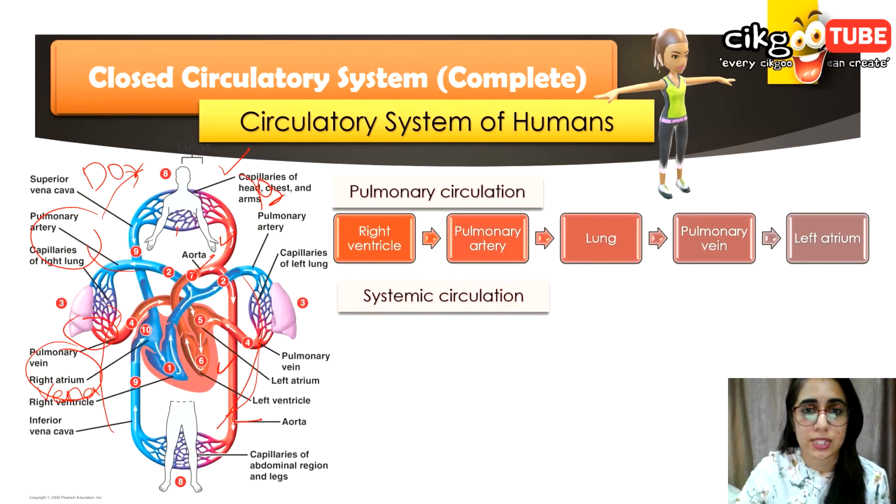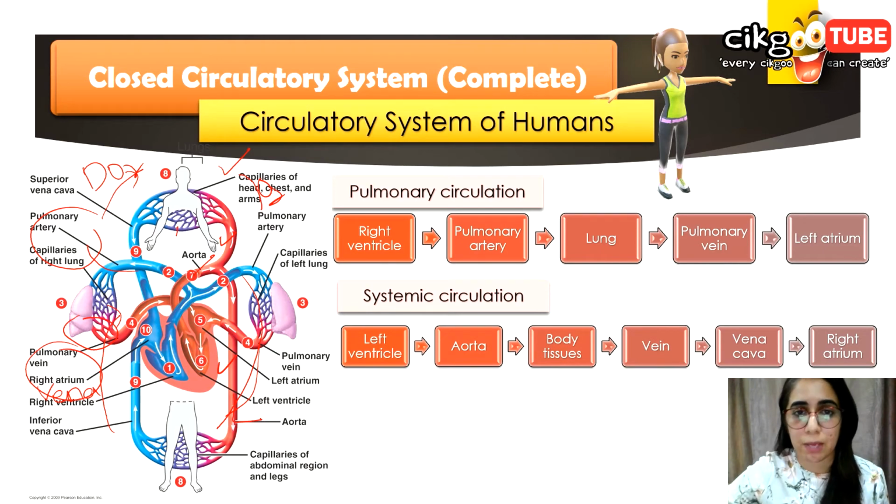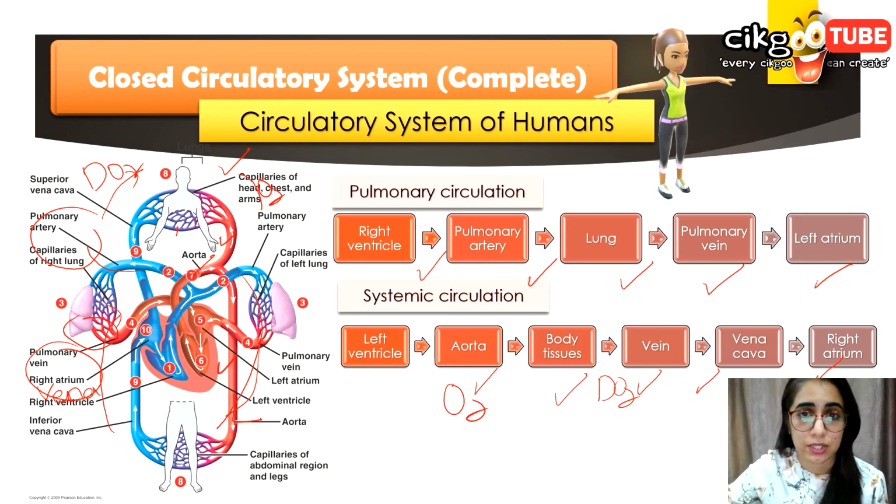Okay, so in summary, pulmonary circulation happens from the right ventricle to the pulmonary artery to the lungs, then back through the pulmonary vein and into the left atrium, the left side. And the systemic circulation is from the left ventricle to the aorta, to the body tissues, to the veins, back to the vena cava, and back to the right atrium. From the body tissues is deoxygenated blood, and to the body tissues is oxygenated blood. From the heart, pulmonary, deoxygenated blood is carried to the lungs, and oxygenated blood is carried back to the heart. Alright.